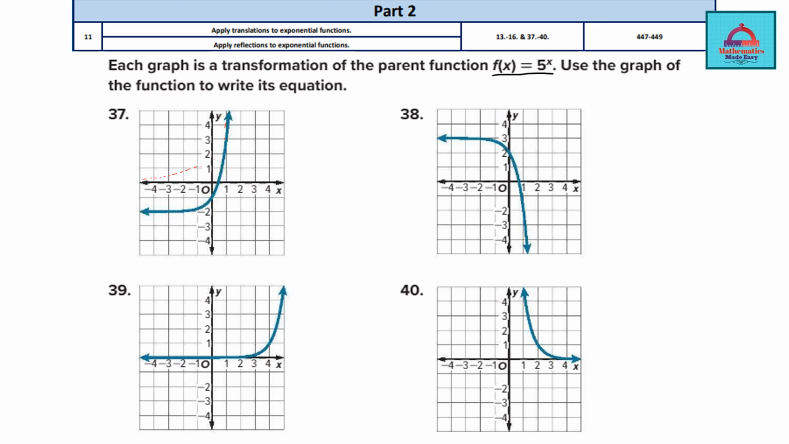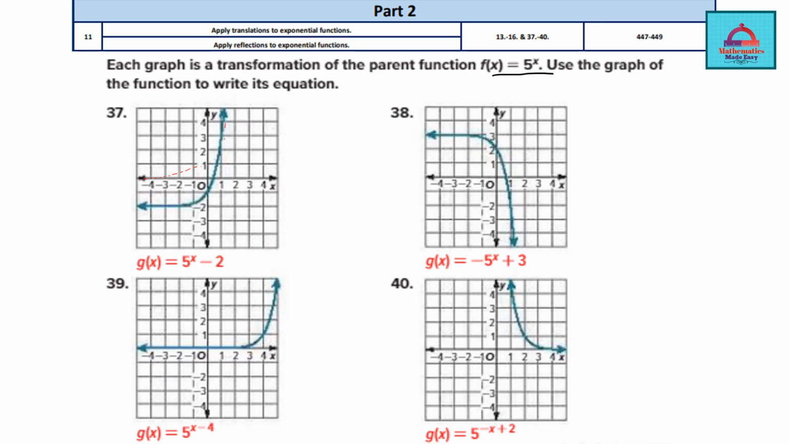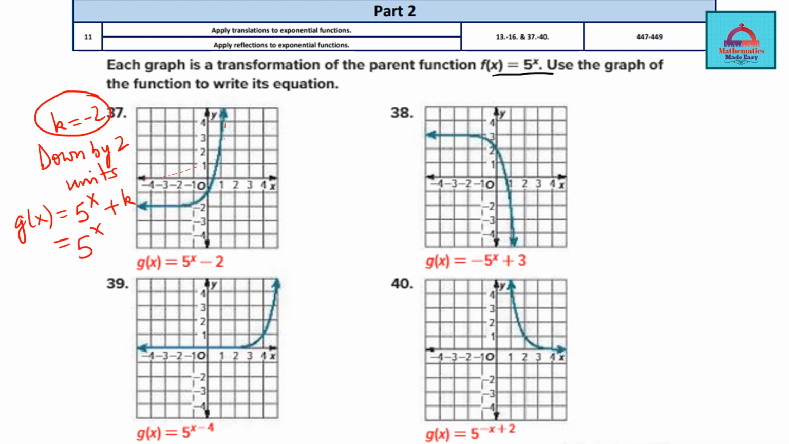So if you see in this one, question 37, the graph has come down by 2 units. If it is down, that means it is a vertical translation, and the value of k is going to be negative because it's coming down. So the equation is going to be g(x) equal to the parent function plus k, and k value is negative, so minus 2. So this is going to be the answer.